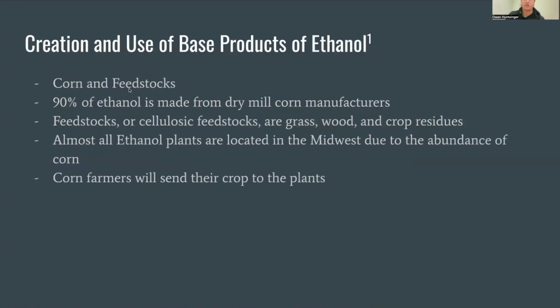So, the creation and use of base products of ethanol. There are two main ways: corn and feedstocks, although you can use any plant because all plants contain glucose, which is the main product in alcohol fermentation. 90% of ethanol is made from dry mill corn manufacturers. Cellulosic feedstocks are grass, wood, and crop residues. Almost all ethanol plants, meaning where they manufacture it, not an actual plant, are located in the Midwest because of the abundance of corn farming there.